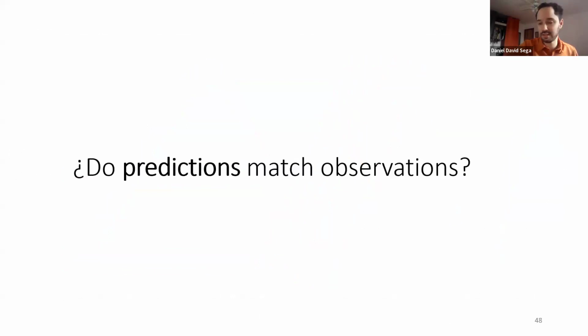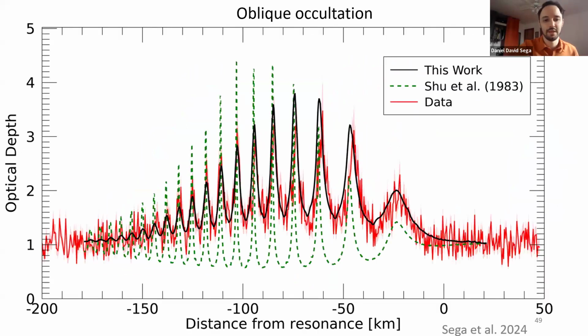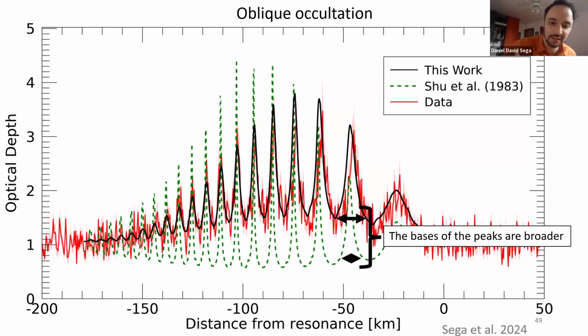So does this match? Well, here is the same occultation I showed before. In green is the shoe theory, and the black is our best model, where we include that extra layer of particles. The first thing I want to notice is that indeed the thickness of the bases is changing between the two models, and the black model matches the shape a little bit better. Particularly, this shape is actually matched pretty well. So that's good news. And this is something we were not expecting.